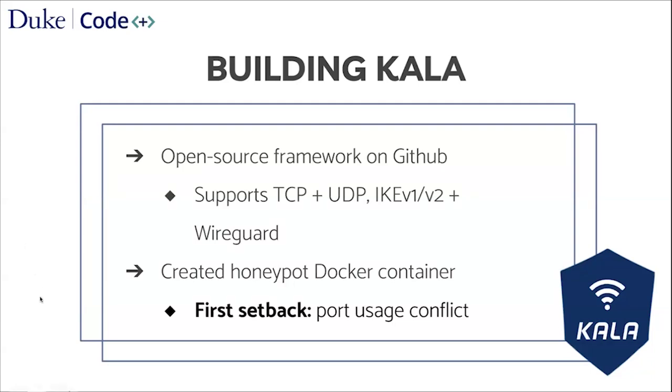As we were building Kala, we faced a couple of setbacks. The first being a port usage conflict. Our entire team has MacBooks, so we all have an Apple environment. This became an issue because we wanted our honeypot to use port 4500 and port 5000 for the IKE v1 and v2 connections. However, we weren't able to connect to the honeypot using port 5000. Turns out Apple AirPlay uses port 5000, and we just didn't know about that.